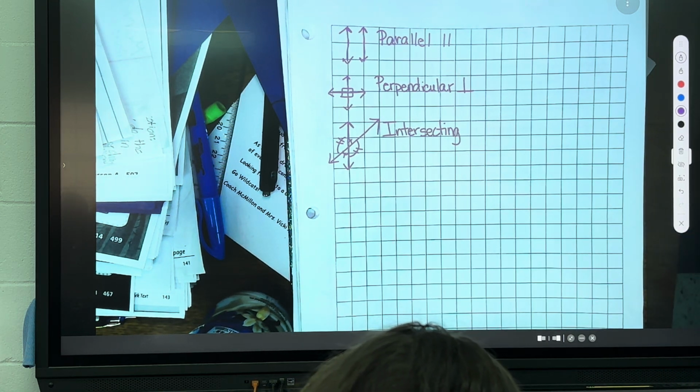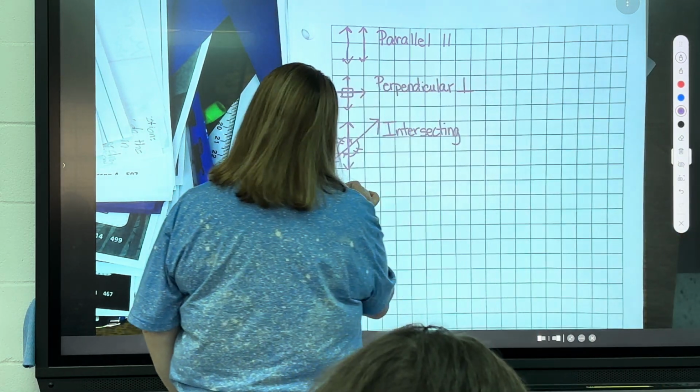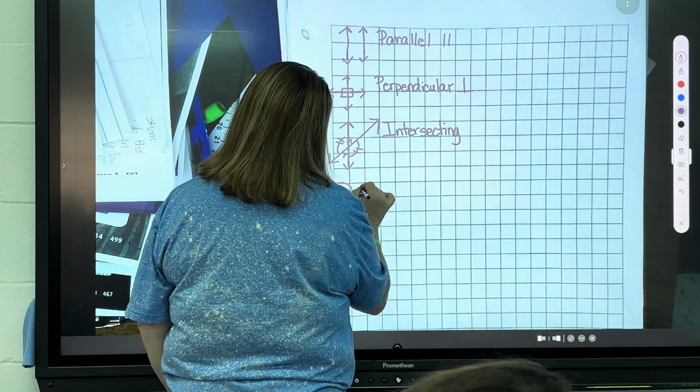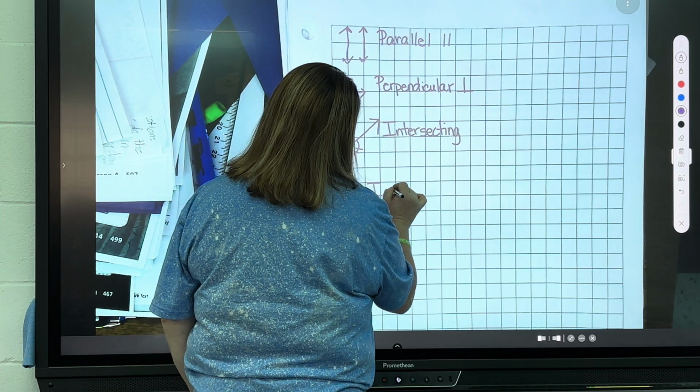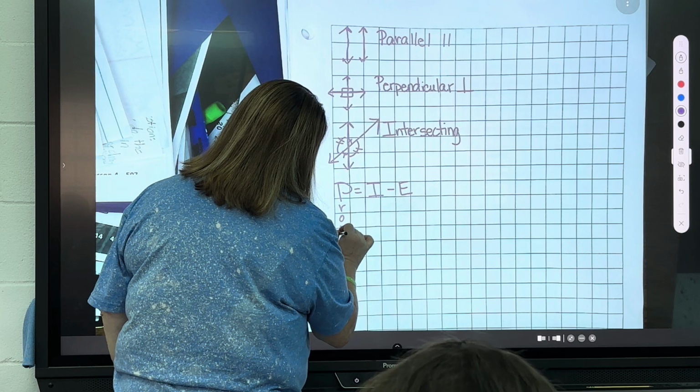The next is what? Pi. And what? Profit equals income minus expenses. Very good. Profit equals income minus expenses.